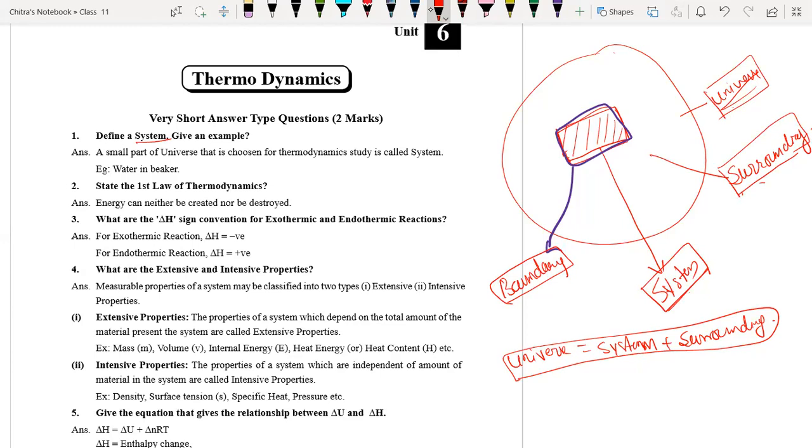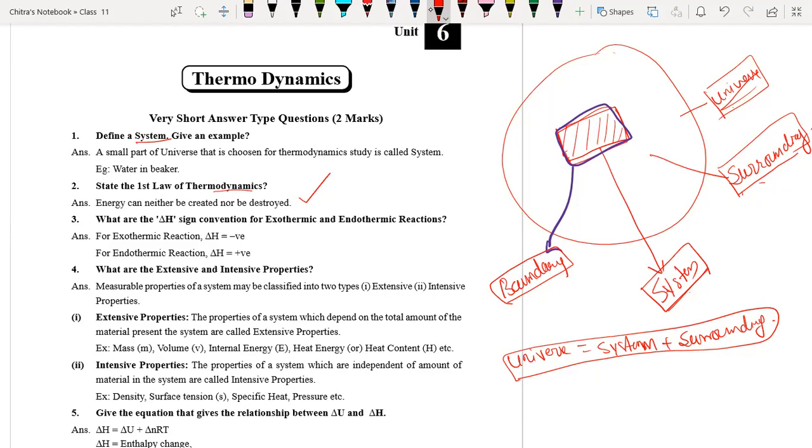What is the first law of thermodynamics? The first law of thermodynamics states that energy can neither be created nor be destroyed, it may only be converted from one form to another. Therefore, the energy of the universe is constant.